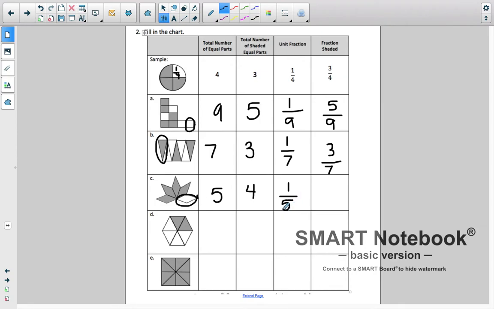Now we need to write the shaded fraction. So we know that there's 4 shaded parts and 5 equal pieces. All right, 2 more to go. Let's look at part D.